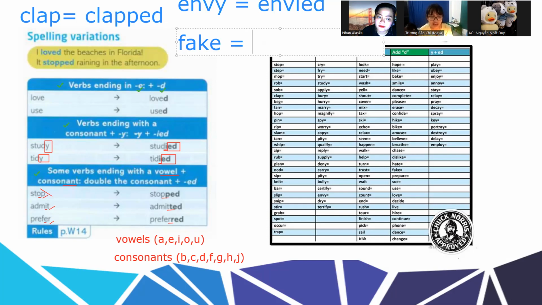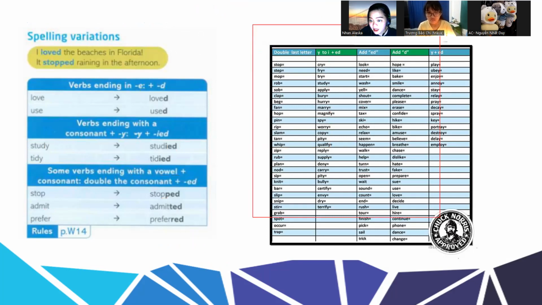Add D because it ends in letter E. All right. So what you can see on my screen are some examples. You could just do it on your own to practice them like this.